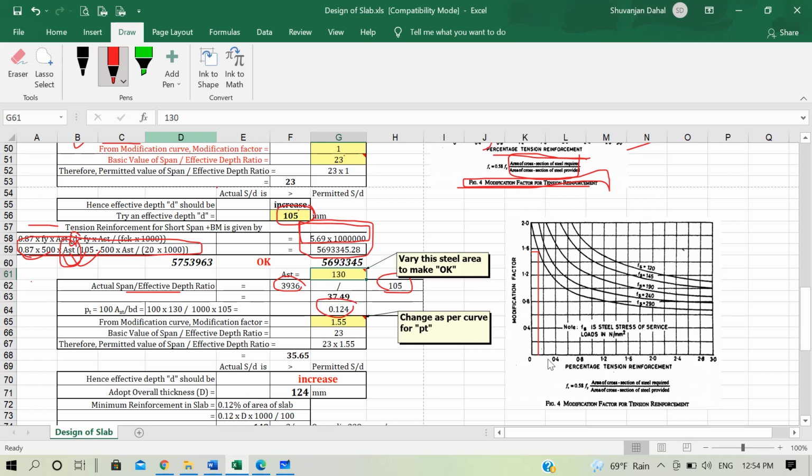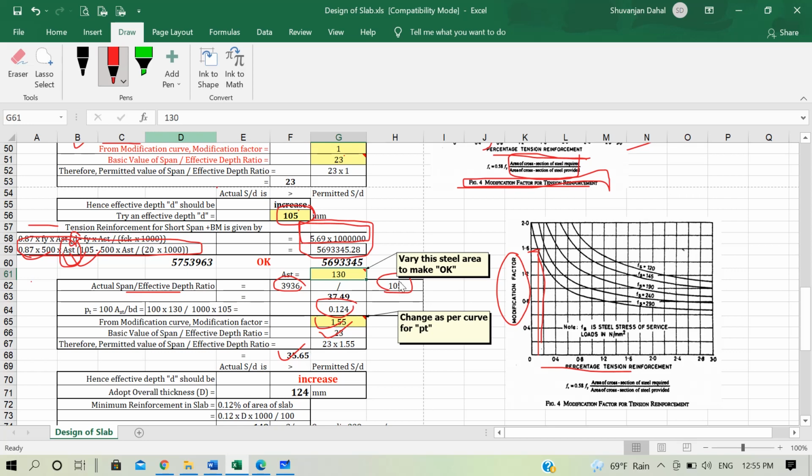Now using this value of reinforcement, 0.124, again draw a vertical line first to this Fs equal to 290 graph and then draw a horizontal line to get the modification factor. You get the modification factor to be approximately 1.55. Multiply this 1.55 and the basic value 23, which is the same as above, to get the permitted value of span to effective depth ratio, which you get to be 35.65.